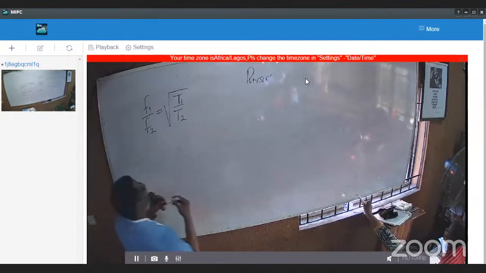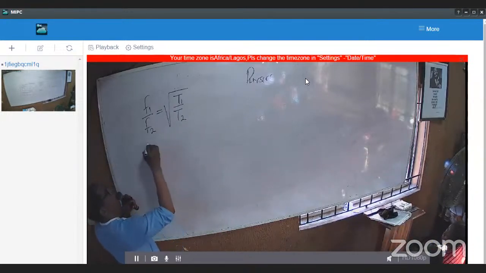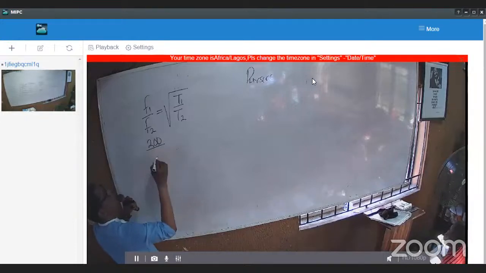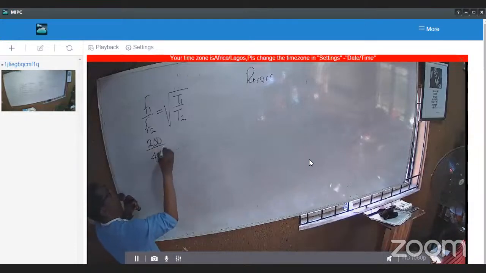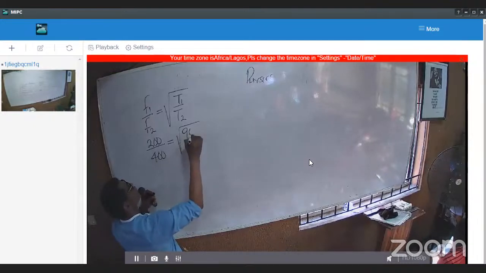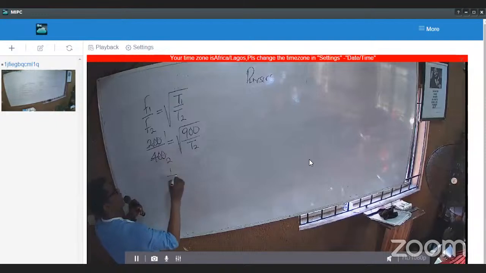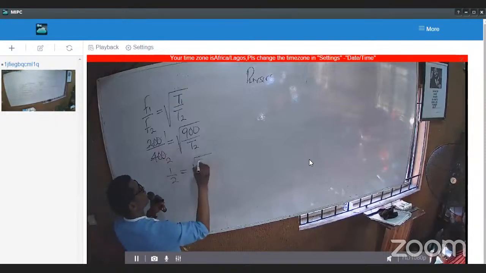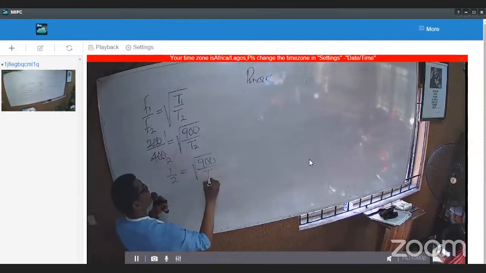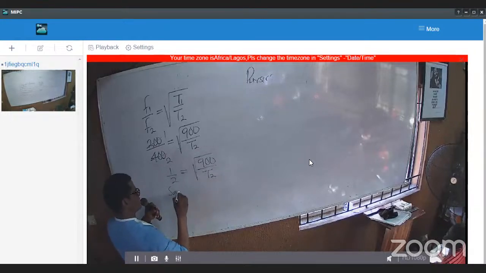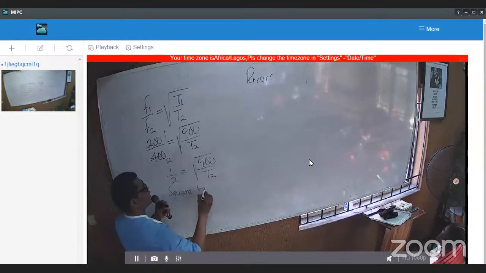What's F1? How much? 200. What of F2? 400. What's tension 1? 900. Tension 2? Here 1, here 2. 1 over 2 will now be square root of what over what? Square both sides so that the square can disappear.